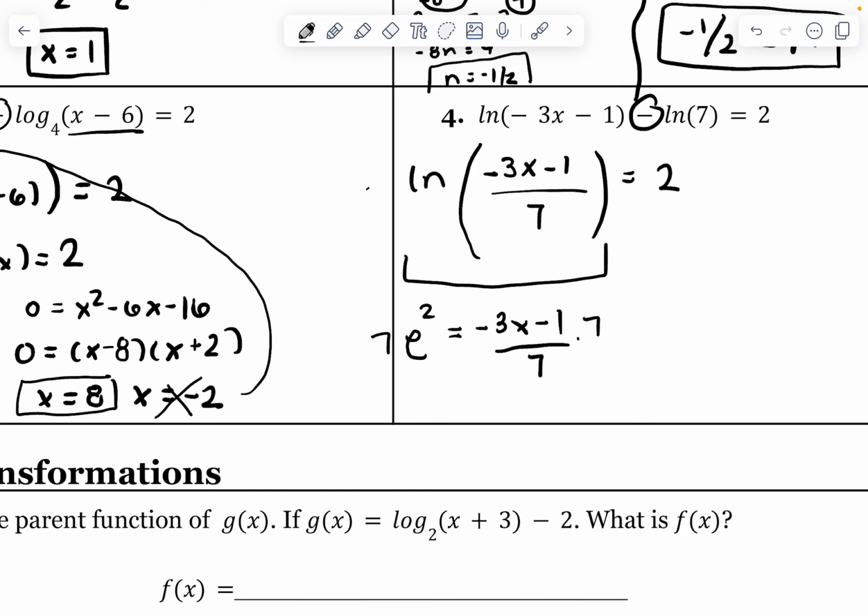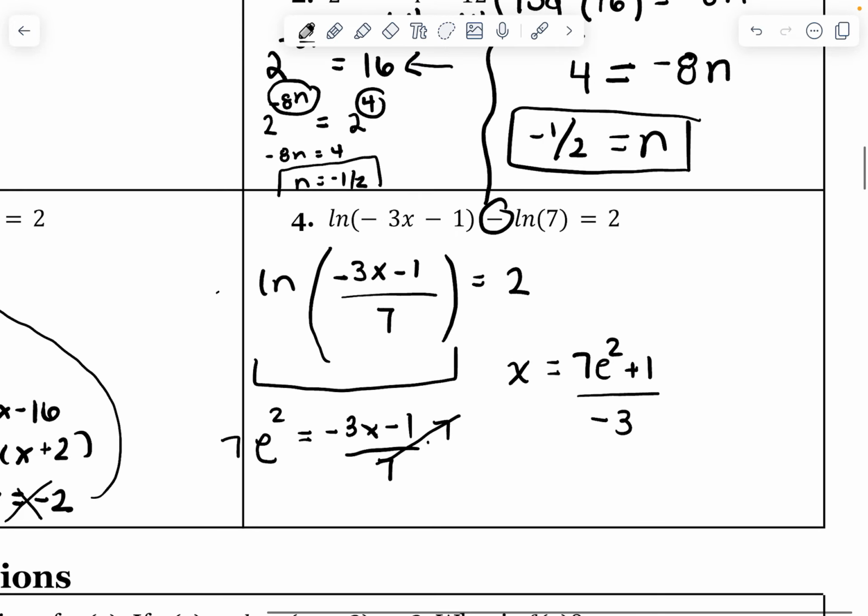So we have to multiply both sides by 7. And then we're going to add 1 and divide by negative 3. So x is equal to 7 e to the second power plus 1, divided by negative 3. And then you still have to check to see whether you will have an extraneous solution. I know that 7 times maybe, let's round this up to 21. 7 times 3 equals 21. And wait, no, that doesn't work because, okay, imagine that that's a 3.